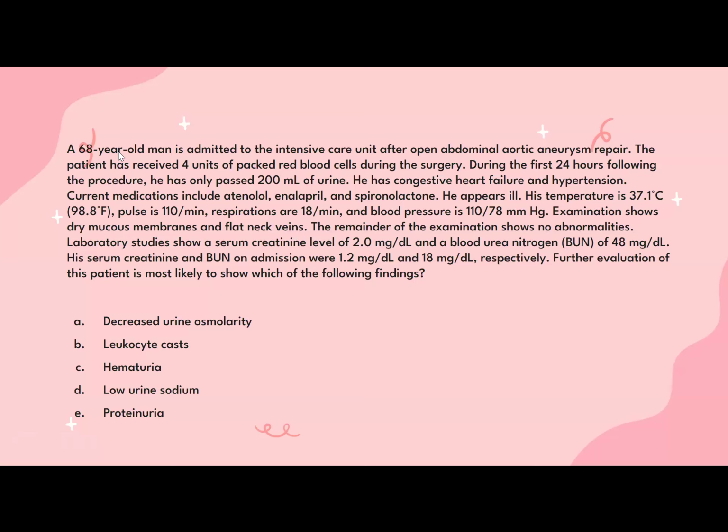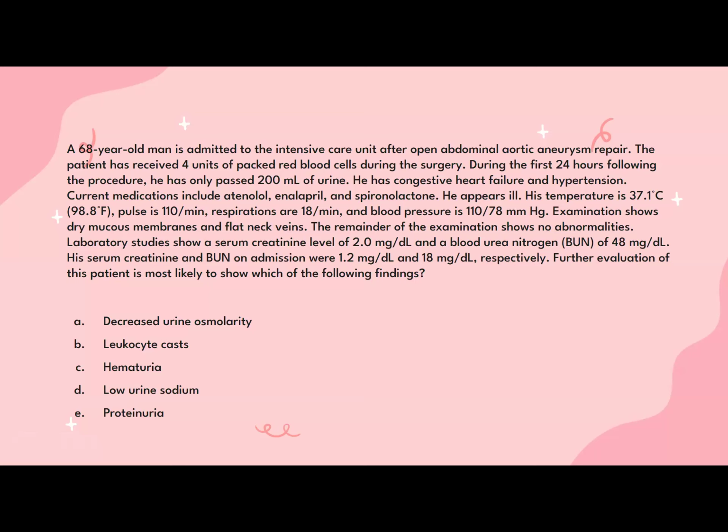All right. 68-year-old man is admitted to the ICU after open abdominal aortic aneurysm repair. The patient has received 4 units of packed RBCs during the surgery. During the first 24 hours of the procedure, he only passed 200 ml of urine. So that's very, very low. The normal amount of urine would be anywhere from like 1 to 2 liters, and 200 ml would be very less. He has congestive heart failure and hypertension. Current medications include atenolol and enalapril, spironolactone, and others.